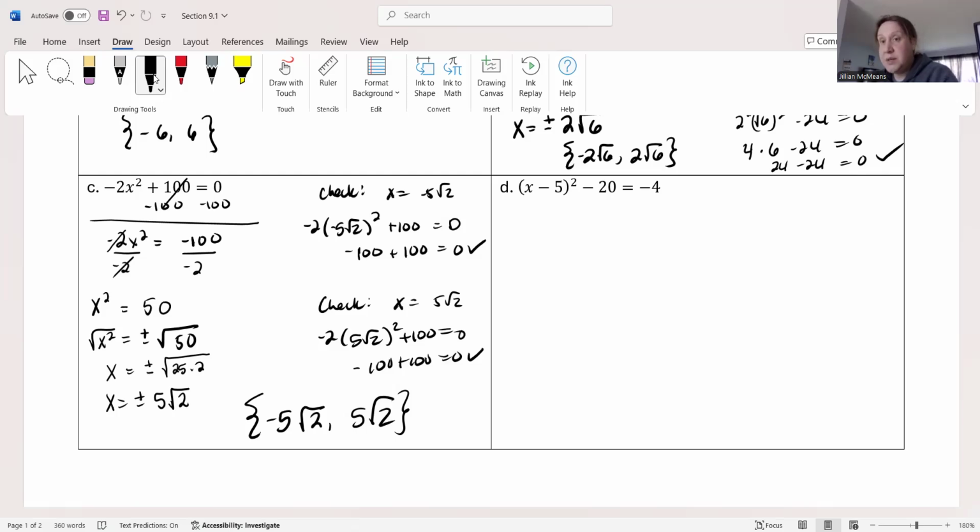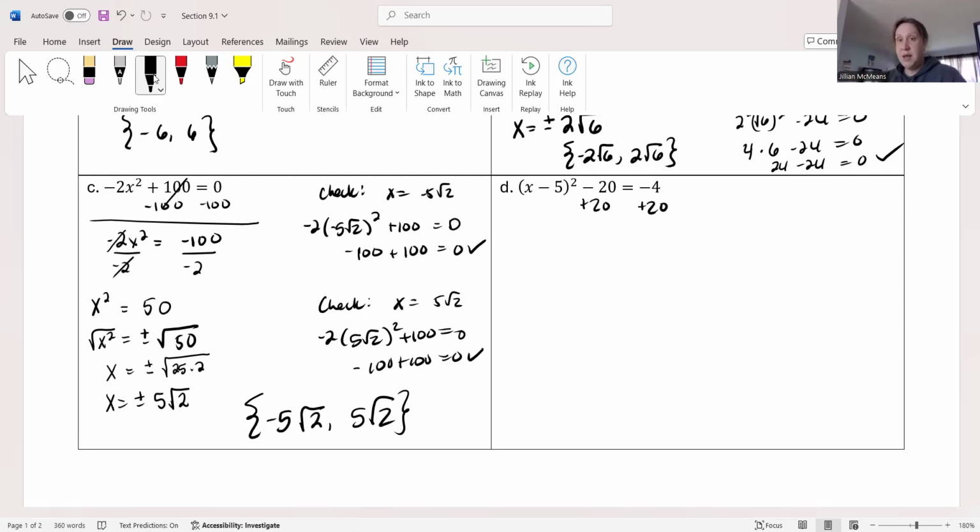Okay, finally for part D, we have x minus 5 quantity squared minus 20 equals negative 4. Now, what's a little bit different in this case is we're not going to be able to isolate a single variable squared. So we need to take this x minus 5 quantity squared and isolate that whole thing first. Okay, so the issue here is just the 20. If I tried to FOIL out x minus 5 squared, I would end up with two terms containing a variable and it'd become complicated. So this is actually the format you want.